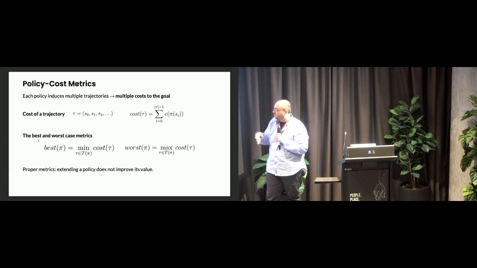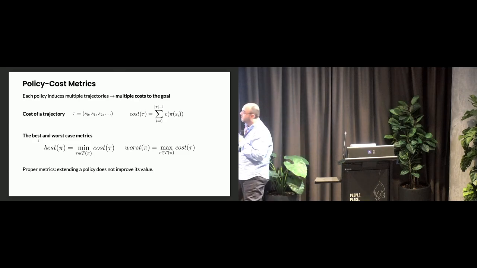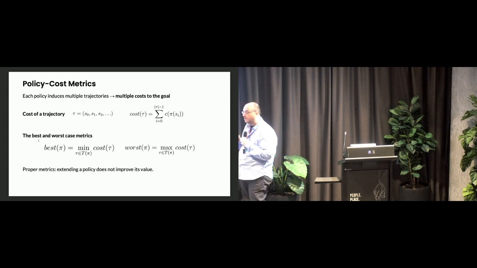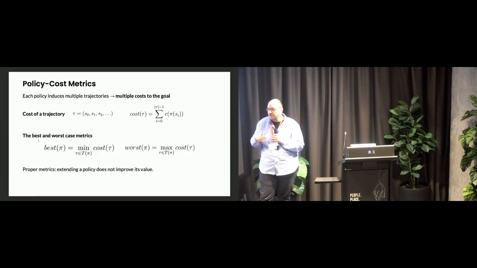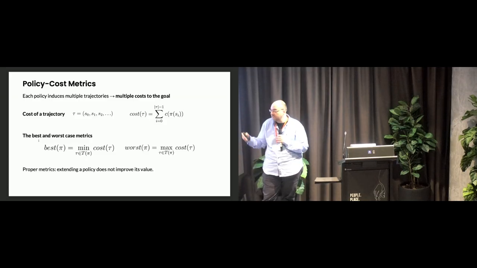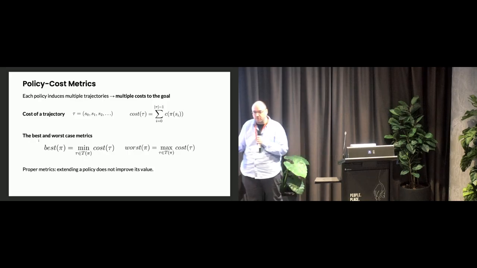And what I just presented was general for any pair of metrics, but we are going to use policy cost metrics. The intuition here is that for each trajectory induced by the policy, you have a different cost. So we are going to use this cost as the building block for our metrics. The cost of a trajectory is simply defined as the sum of the costs of the actions that induce this particular trajectory. And then for the best and the worst case, we simply have to minimize or maximize over all the trajectories induced by the policy.